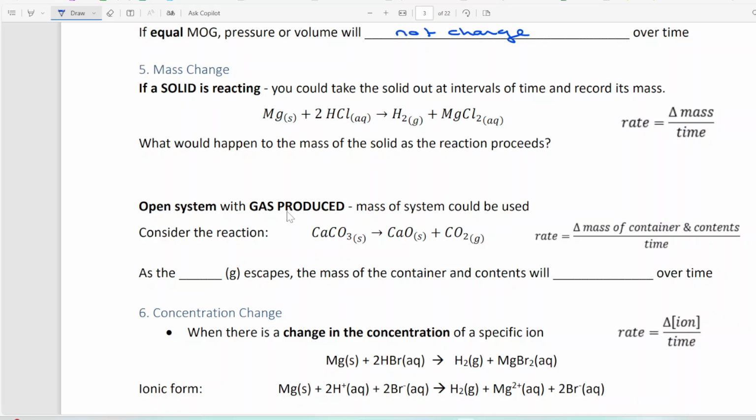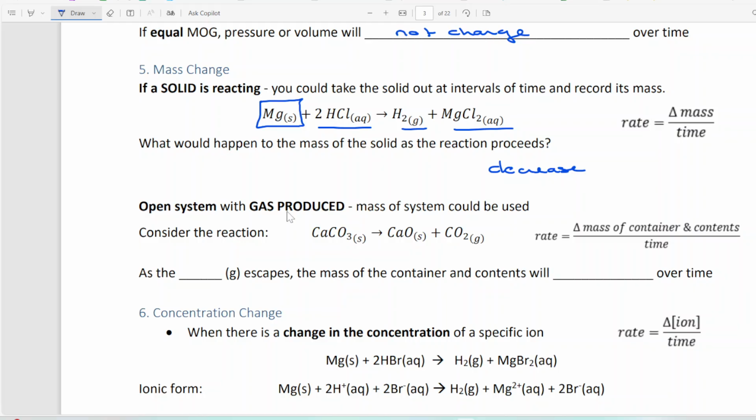So one of the ways of monitoring a rate of reaction over time is that if you have magnesium, for example, reacting with hydrochloric acid, producing hydrogen gas and magnesium chloride as an aqueous solution, that solid chunk of magnesium, its mass would do what over time? Right? If it's being consumed in the reaction, the mass of the solid would decrease over time. So potentially you take that solid out of reaction and measure its mass over time.